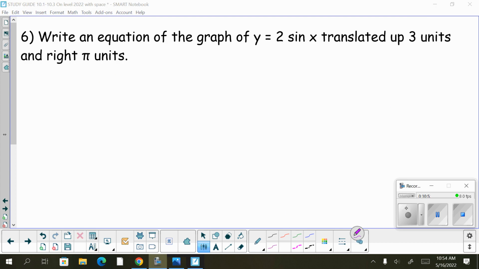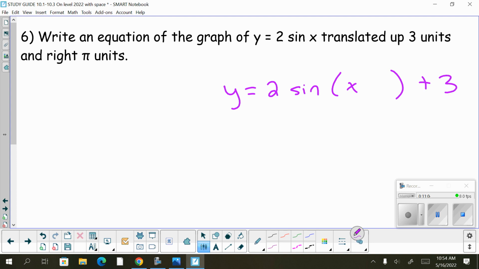Number 6 should be super easy. We need to translate up and to the right. So let's talk about what would do that. Your right-left number is in parentheses. Your up-down number is on the right. So there's your up 3. Now, if I want to go right pi, would I do x plus pi or x minus pi? Very good, because the parentheses cause it to be opposite of what you'd expect. So that would be right.